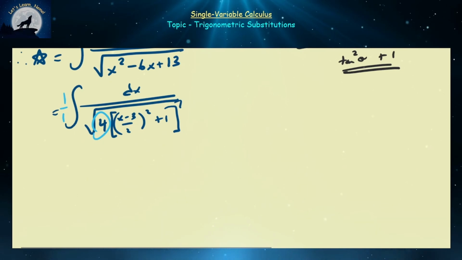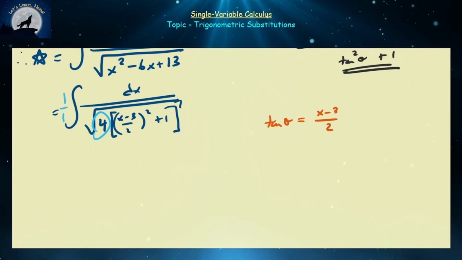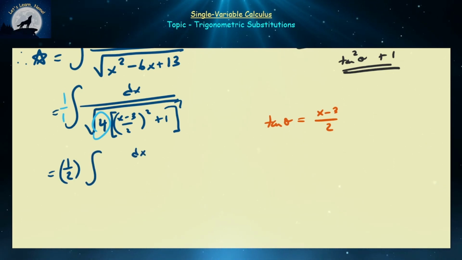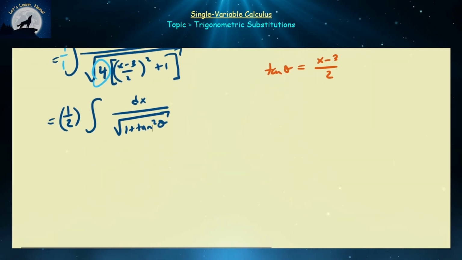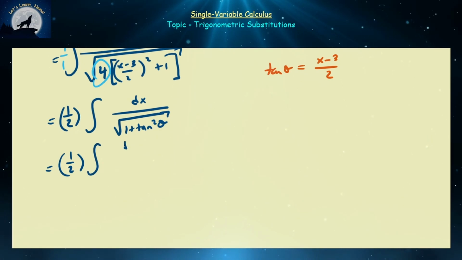And then what I want to do is let tangent of theta be equal to that inside, x minus 3 divided by 2. So then that's going to give us 1/2 as our coefficient, and then the integral of dx over the square root of 1 plus tangent squared theta. Right? We already know that the square root of 1 plus tangent squared theta is just equal to secant of theta. So we can write this as 1/2 times the integral of dx divided by secant of theta.